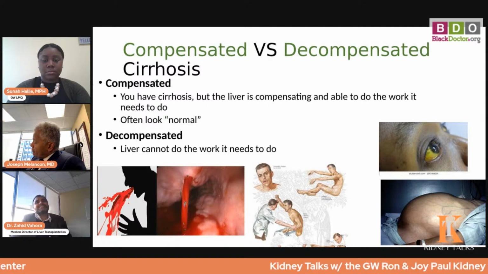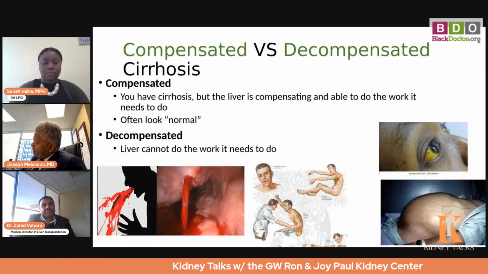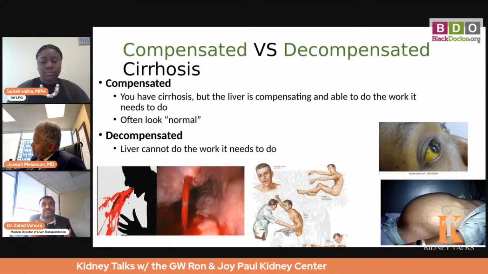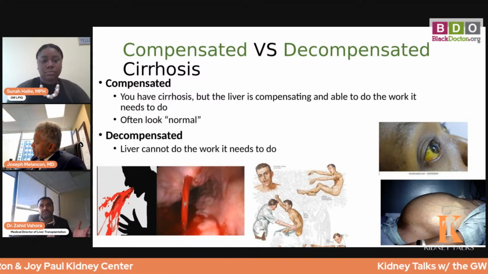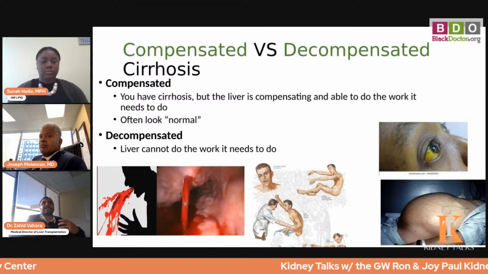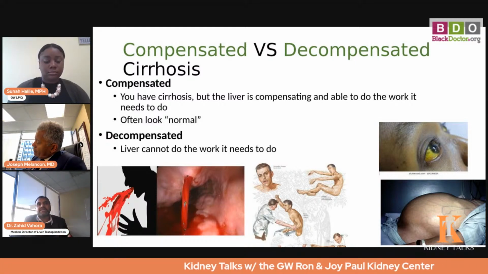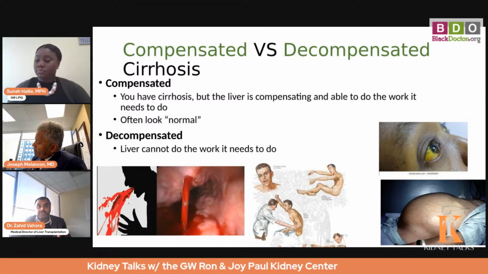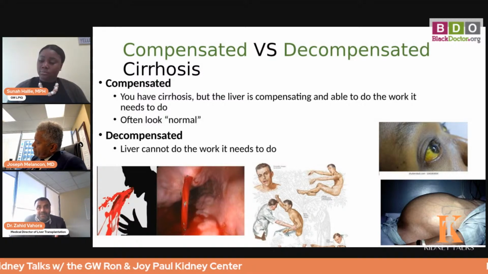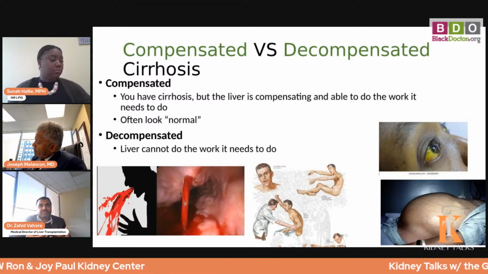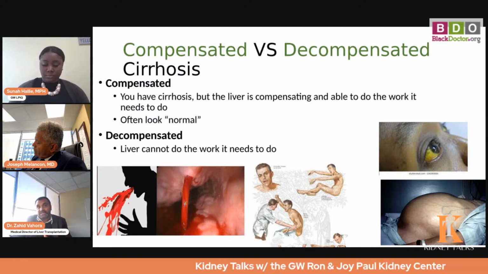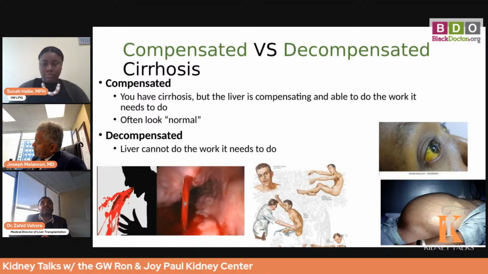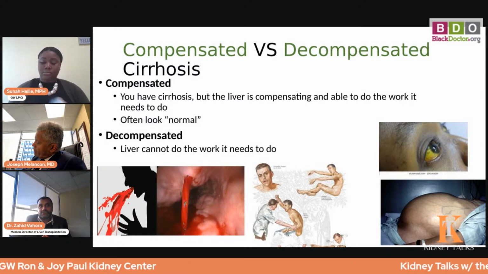So usually I say there's two sides of the coin when patients have cirrhosis: compensated versus decompensated. So what does this mean? Compensated means yes, a patient has cirrhosis, but the liver is compensating. The liver is still able to do the work the body needs it to do. And then decompensated cirrhosis, and sometimes you may hear a doctor say this, decompensation means now the liver can't do the work the body needs it to do. And what happens then? Well, then that's when you see these major complications of liver cirrhosis.